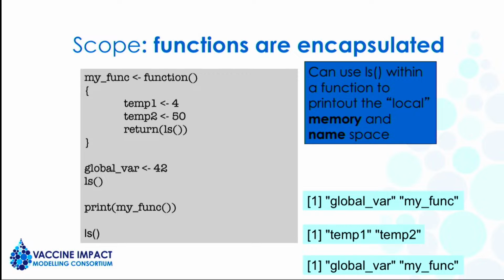Then once the function is finished running, we do ls again. Temp1 and temp2 have disappeared, and we just see the global variable, which is still there, and the function definition, which is still there.